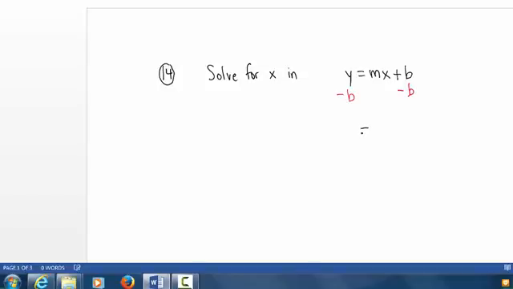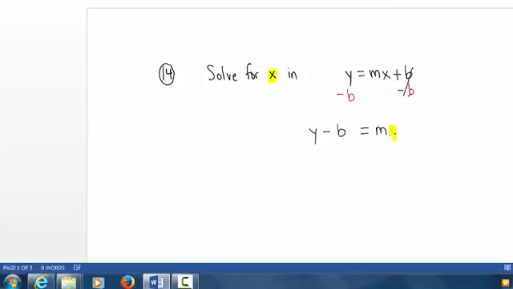Bring down the equal sign. B minus b is 0. On the right side, all that remains is mx. On the left-hand side, we have y minus b. Since they are different variables, they do not combine into a single term. We simply write y minus b.